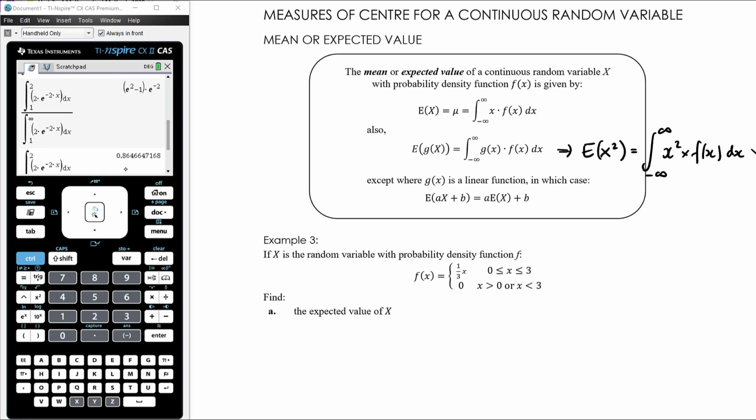However, those same properties of expected value still apply with the continuous random variable. If it is the expected value of a linear function, you can simply expand it out. So it's just a times the expected value of x plus b.